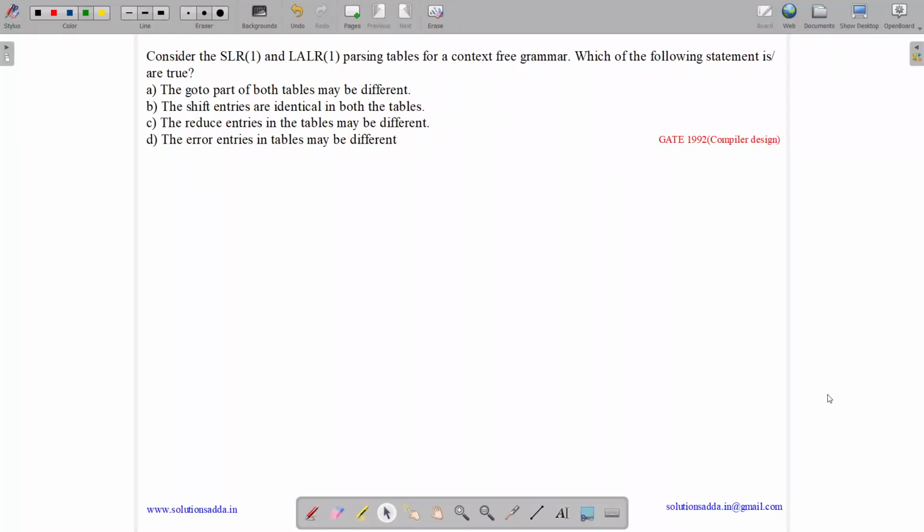This question belongs to the compiler design subject and was asked in GATE CSE 1992. So the question states, consider the SLR1 and LALR1 parsing tables for a context-free grammar. Which of the following statements are true? So it is an MSQ type question. Multiple answers can be correct.